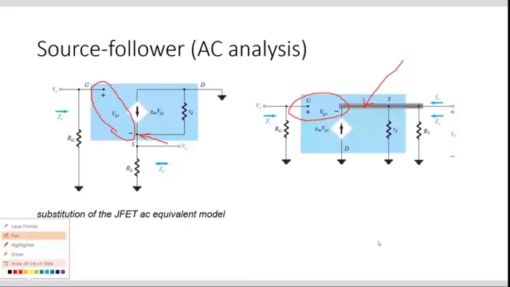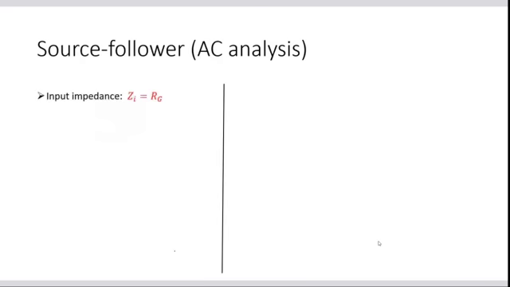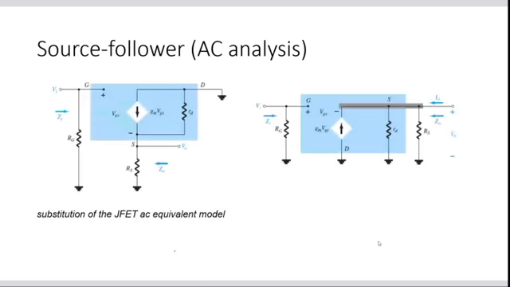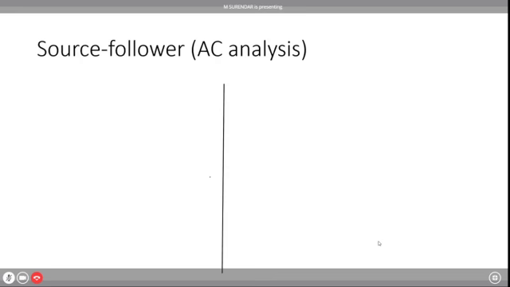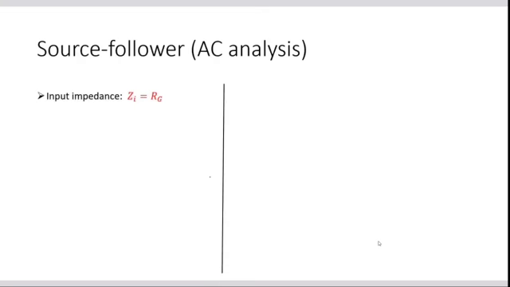Okay, first thing is the input impedance. Input impedance is very direct, because there is no connection between the input side and the output side. You are just measuring the VGS. Okay, so input impedance is directly, we can write it as RG. Okay. So for the output impedance, we want to have VA equal to 0.